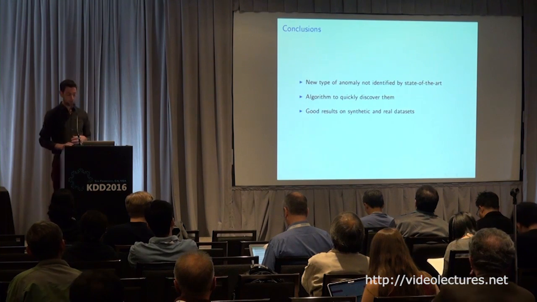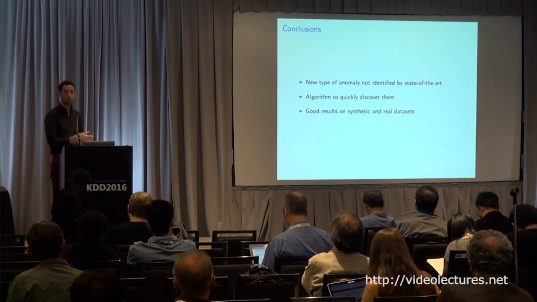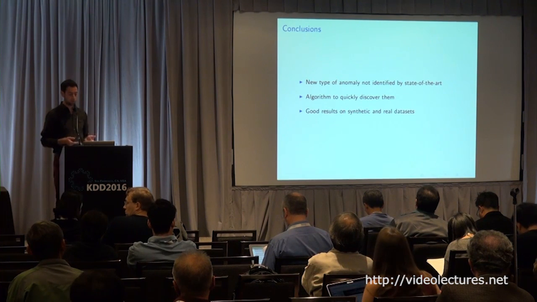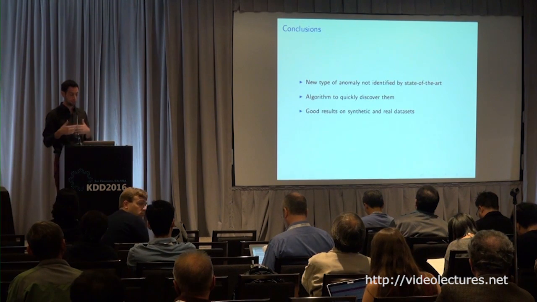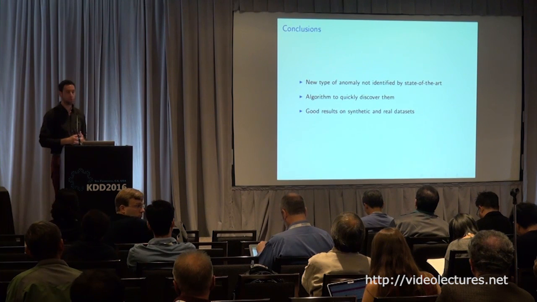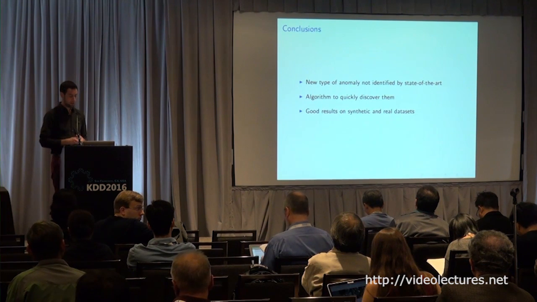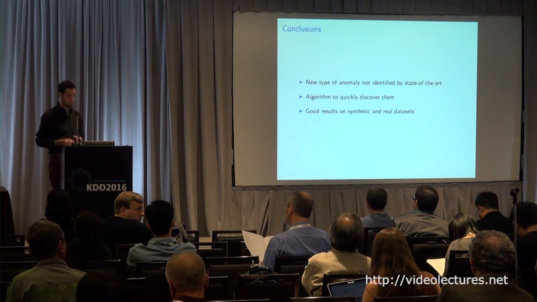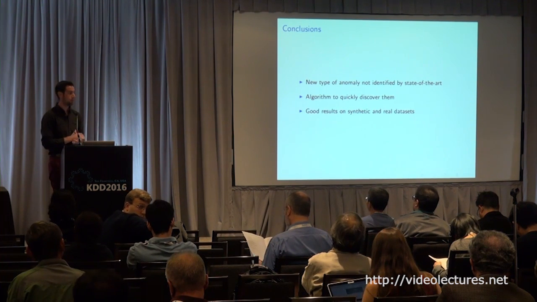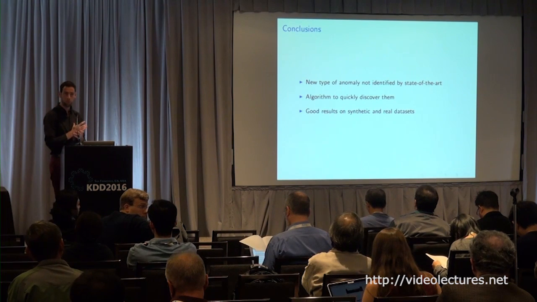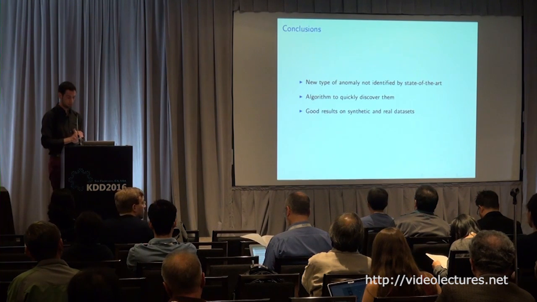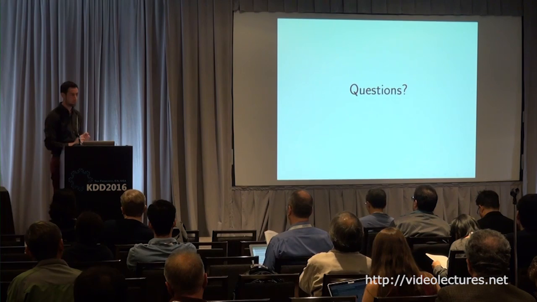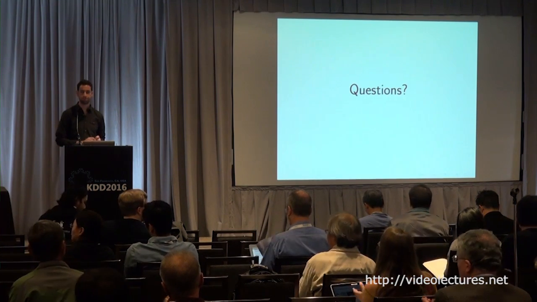So to conclude, we defined this new type of anomaly, which wasn't identified by other methods, so it's an extra type you can look for. We showed some steps on how to quickly identify them in your data, and we got some nice results, I think, on both synthetic and real-world data sets. So that's it. Any questions?